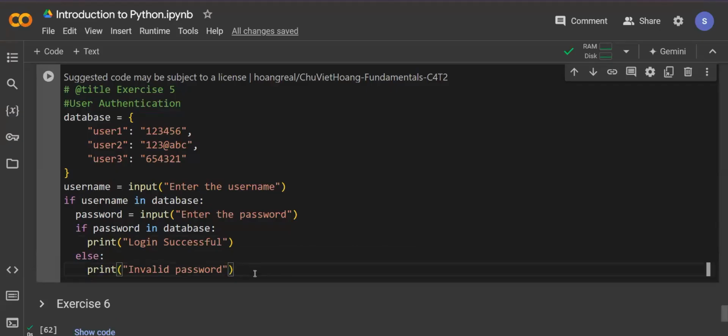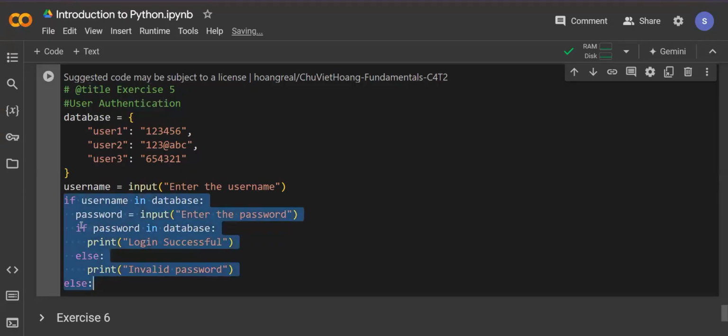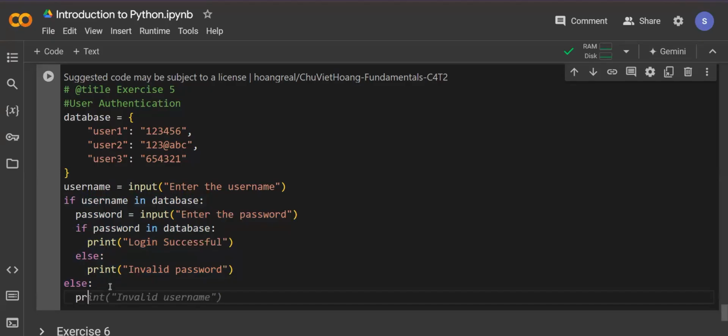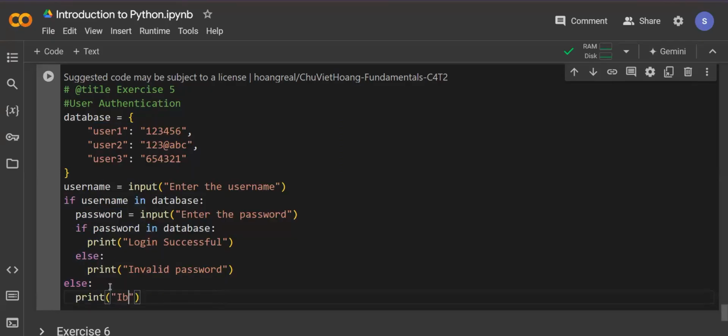Now let's come out of this particular block, and you can see I'm using one more else. Why? This else is associated with this if, and this if is associated with this else. So this is the inner part of the if else statement, and this is the outer part. Please do not confuse this. These are two different statements. So here I'll be writing print invalid username, because if the person, first of all, let me write.